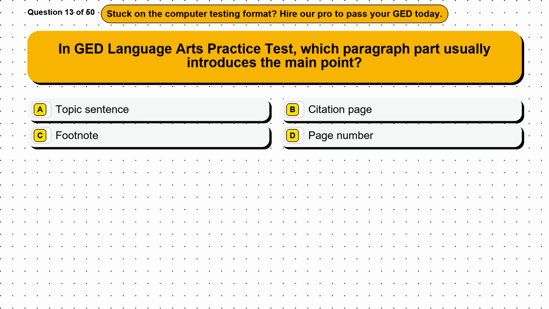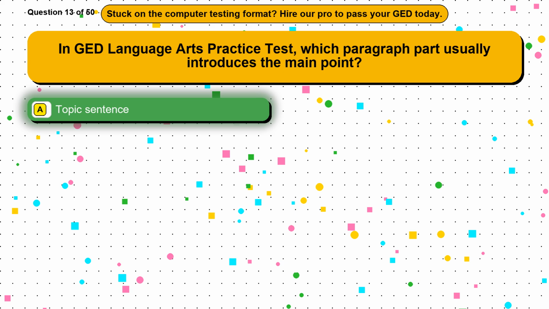Question 13. In GED language arts practice test, which paragraph part usually introduces the main point? Option A, topic sentence. Option B, citation page. Option C, footnote. Option D, page number. The correct answer is option A.